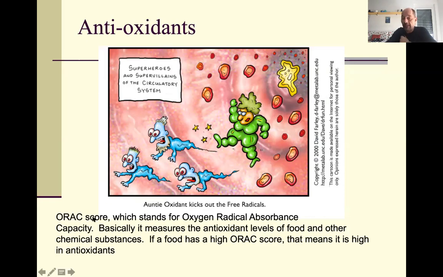And there is a score actually used in radiation chemistry, I would say generally in chemistry, the ORAC score. And this stands for oxygen radical absorbance capability. So it measures the antioxidant levels of food or any other chemical substance. So if you have a high ORAC score, this means that what you are eating has a high capability of antioxidants. You will remove and stop a lot of free radicals.